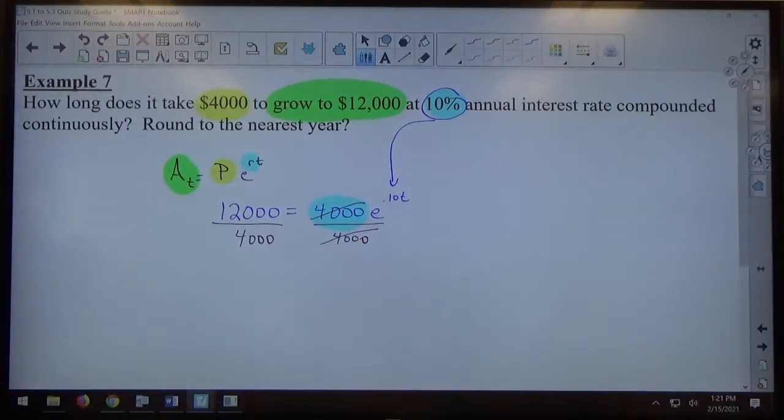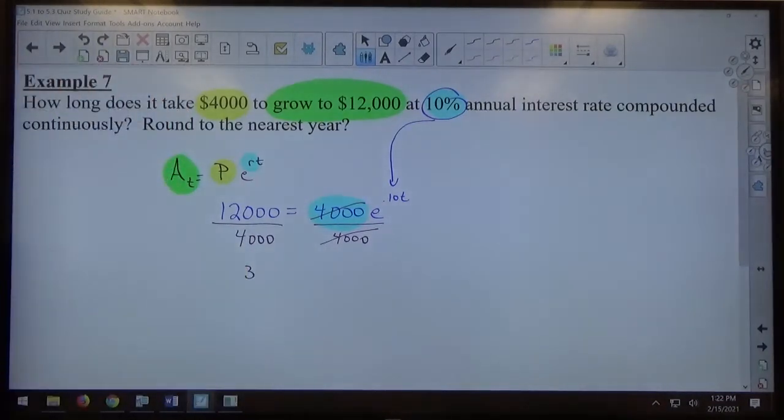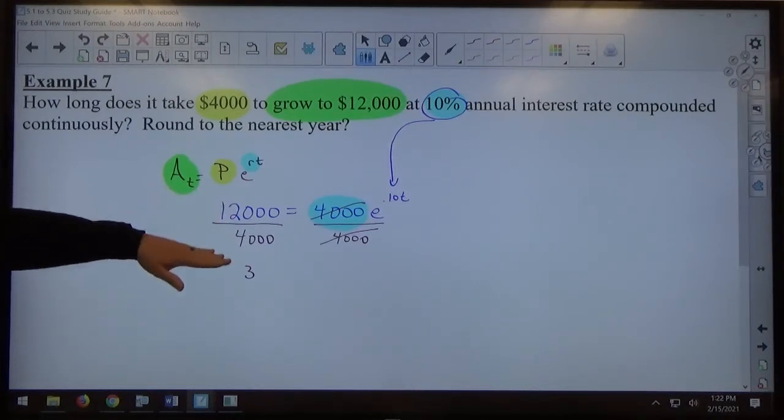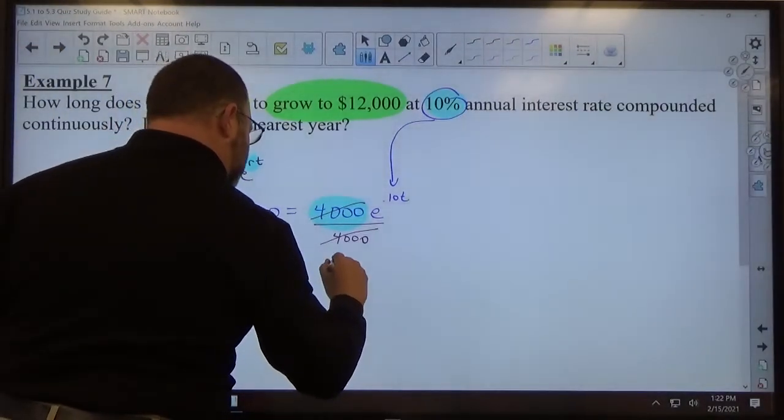$12,000 divided by 4,000 happens to equal the wonderful number 3. If it divides nicely, go ahead. If it doesn't, leave it as a fraction. Like if it was 12,000 over 7,000, that does not round to a nice pretty number, so then you'd keep it as 12,000 over 7,000. You can reduce it to 12 over 7. But don't try and make it into a decimal. Keep it as a whole number or keep it as a fraction. It's more accurate. That equals e to the 0.10t.